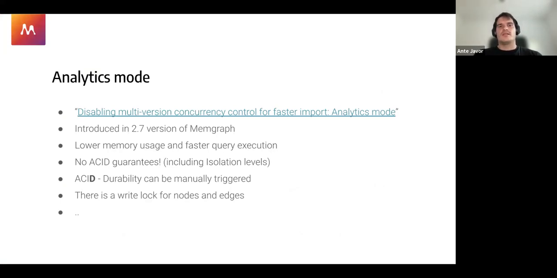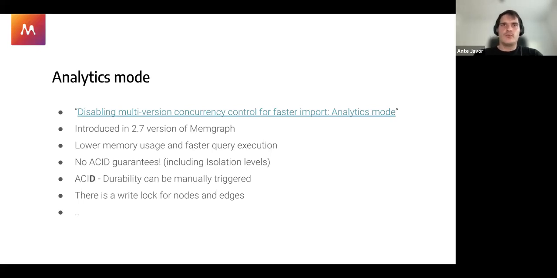Essentially, what happens here is you have a lower memory usage and faster query execution, because snapshot isolation needs these timestamps, and it needs the deltas that follow the transactions with the previous data that has changed. And by importing a bunch of data, you need a lot of deltas. You need to keep track of a lot of history of the data, and this can put pressure on the memory and speed, which is why the analytics mode was introduced.